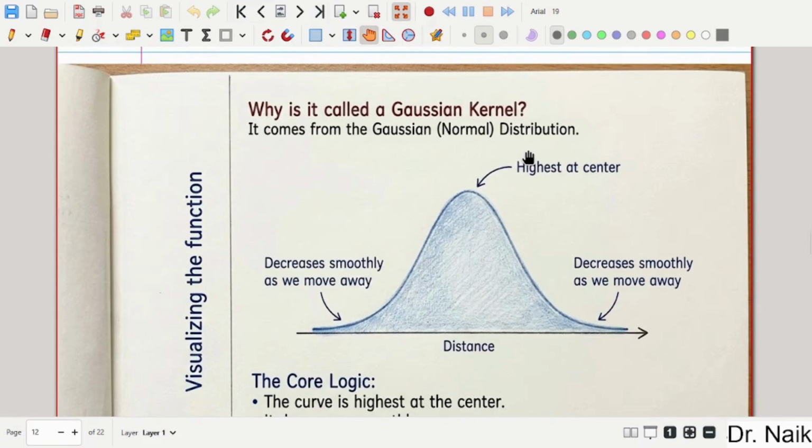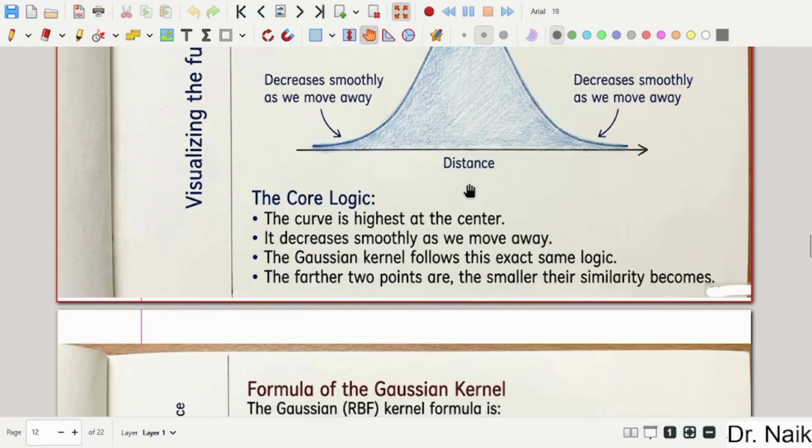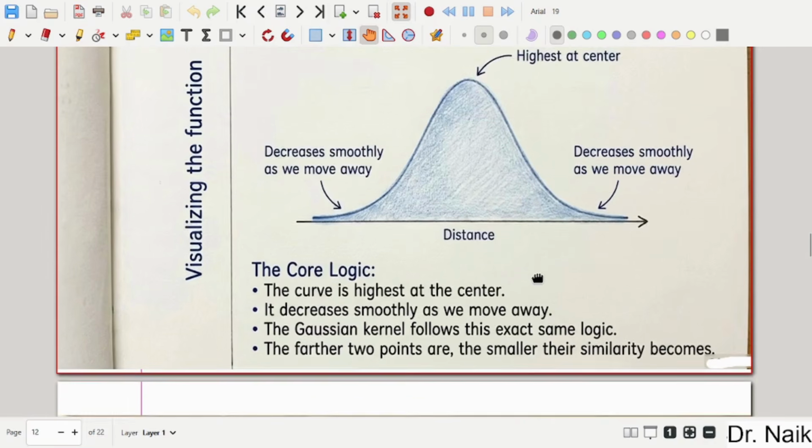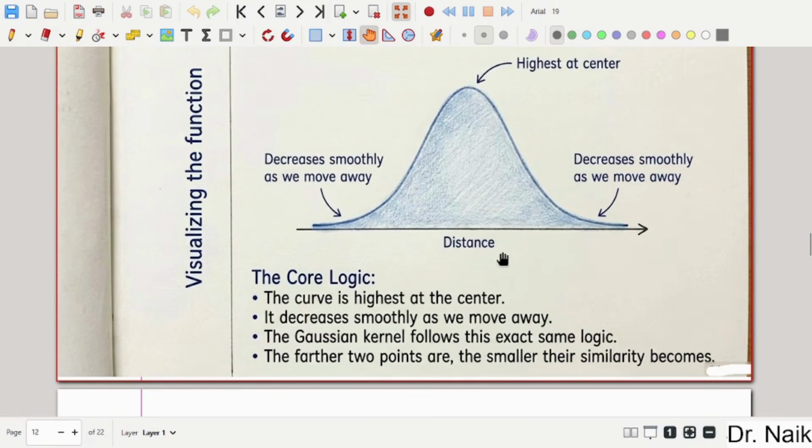Why is it called a Gaussian kernel? It came from the Gaussian, that means the normal distribution. The highest point is at the center and it decreases smoothly as we move away, and this is our distance. So the core logic is that the curve is highest at the center and decreases smoothly on both sides as we move away. A Gaussian kernel follows this exact same logic. The further apart the 2 points are, the smaller their similarity becomes.